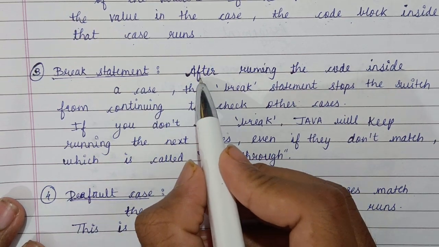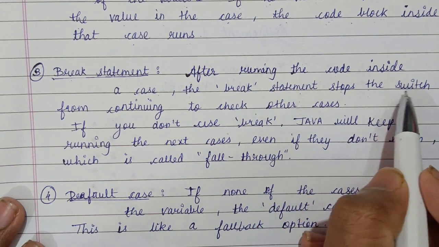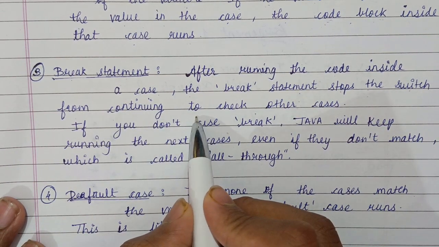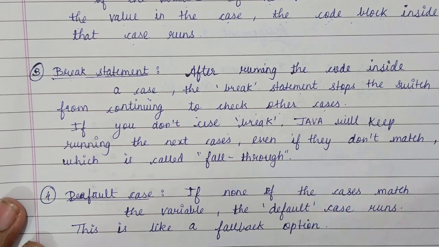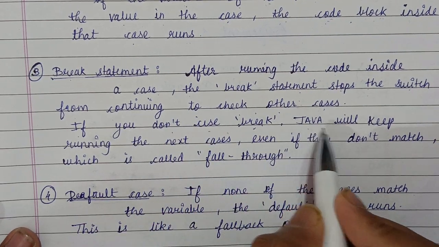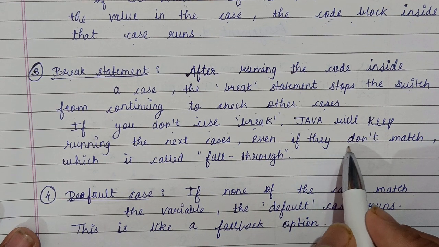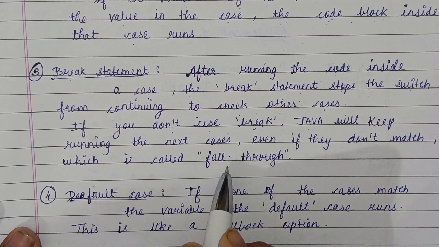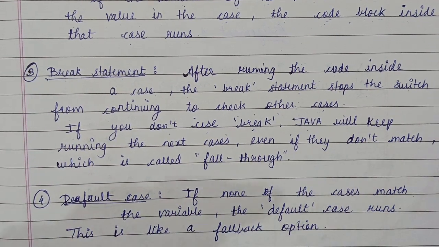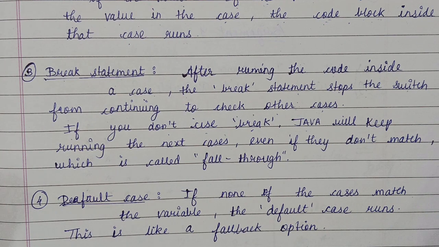Break statement. After running the code inside a case, the break statement stops the switch from continuing to check other cases. If you don't use break, Java will keep running the next cases even if they don't match, which is called fall through. The break statement is used to terminate the block.